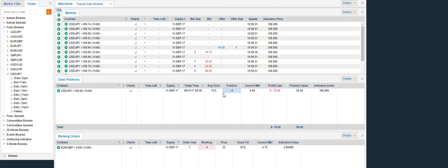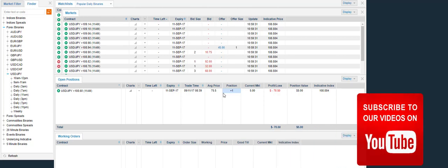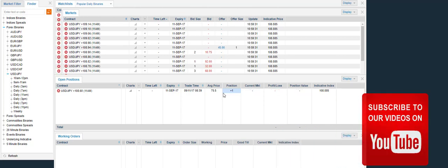Now, that $25 could easily have been $250 with 10 contracts on. Now, how much money do you need to make a day? You could be hunting out just one trade a day, and that's what it comes down to.